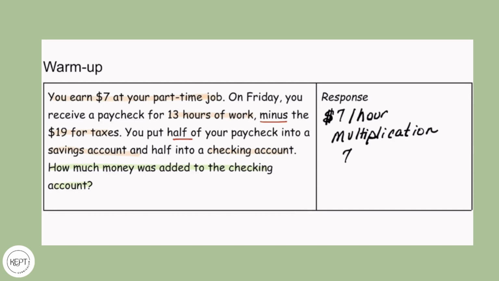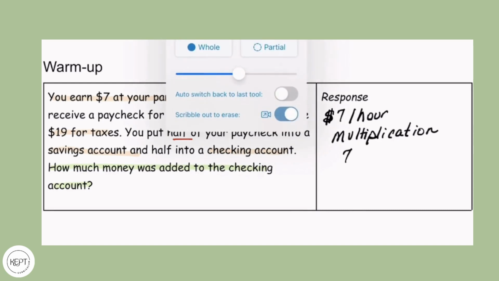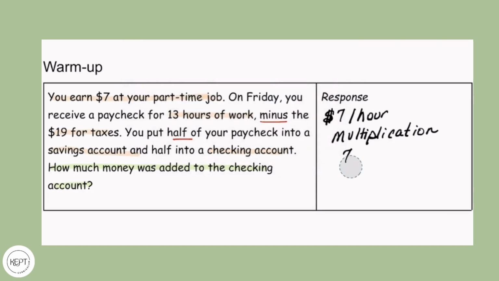And I like to actually write mine switched. So let me change that and switch that up a little bit. Let's do 13 on top and 7 on the bottom. So we know that for 13 hours of work, we earned $91 at this part-time job. Now it says we need to minus the $19 for taxes.